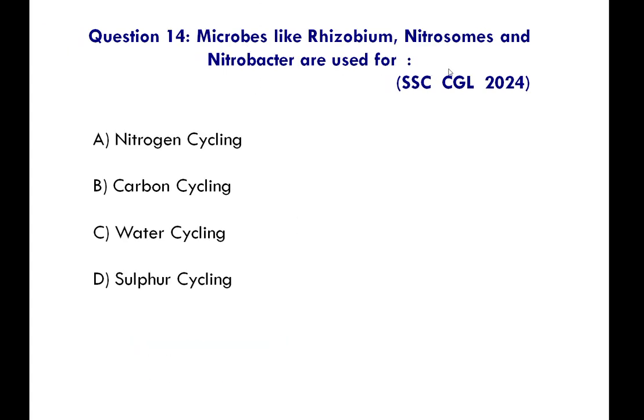Microbes like Rhizobium, Nitrosomonas, and Nitrobacter are used for nitrogen cycling, carbon cycling, water cycling, or sulfur cycling. So the correct option is option A, that is nitrogen cycling.